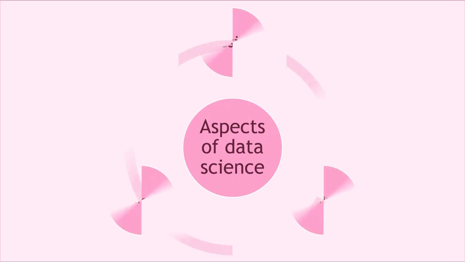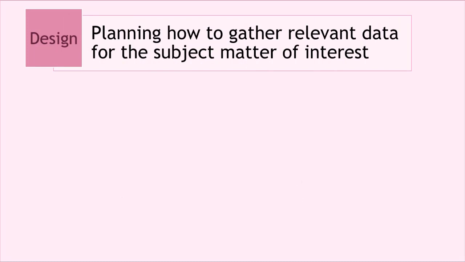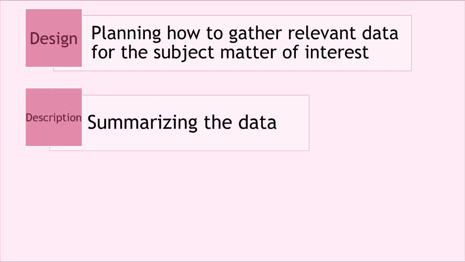The three main aspects of statistics that have found their way to data science are these three things: design, description and inference. Now what does each of these mean? Design. Design means that we plan how to collect the most appropriate data for our study or project. For example, for a survey, how people are selected and how the questionnaire is prepared is related to the design aspect.